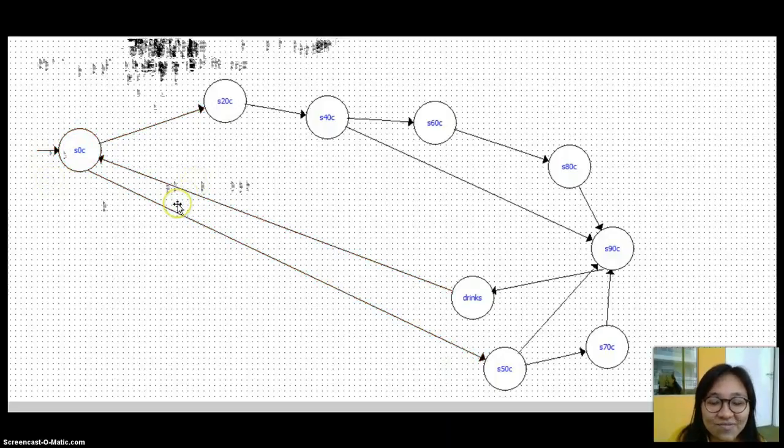So here is state 50. If you put in a 20 cents, it will go on to state 70. And if you put in another 20 cents, it will go on to state 90. So at state 90, a drink will dispense. And once the drink dispenses, it will go back to state 0 to reset.